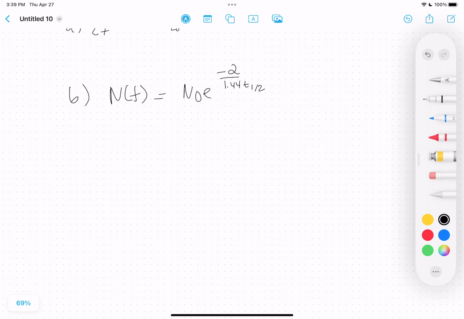Here's the idea. If I started off with 20, and let's say my half-life is 5 years, then after 5 years I'm down to 10. After another 5 years, I'm down to 5. After another 5 years, I'm down to 2.5. So after the first 5 years, 10 decayed, but there's 10 left over.